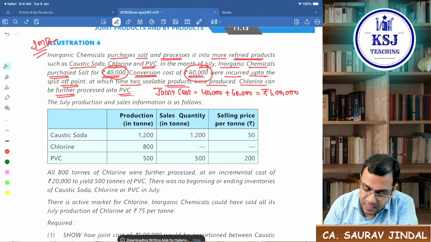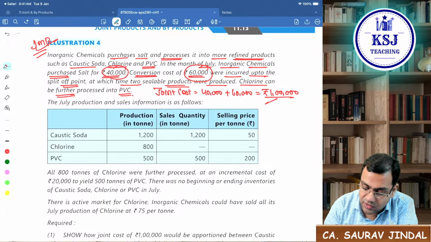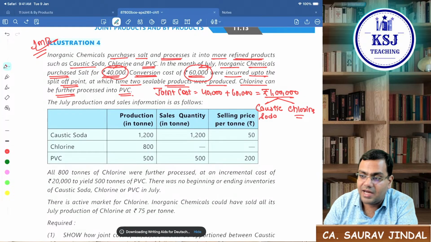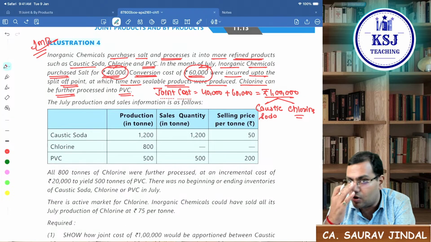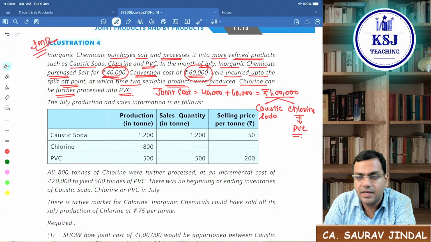Now, by incurring this 1 lakh, what are you getting? You are getting two products. One is caustic soda, and another product that you are getting is chlorine, not PVC. At the split off point, you are getting two products: caustic soda and chlorine. This chlorine can be further processed into PVC.